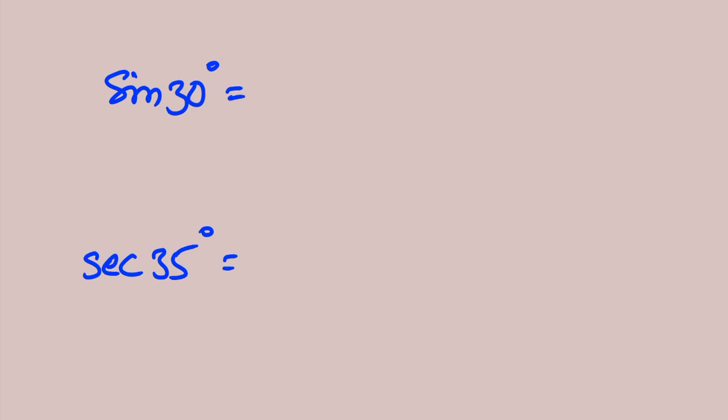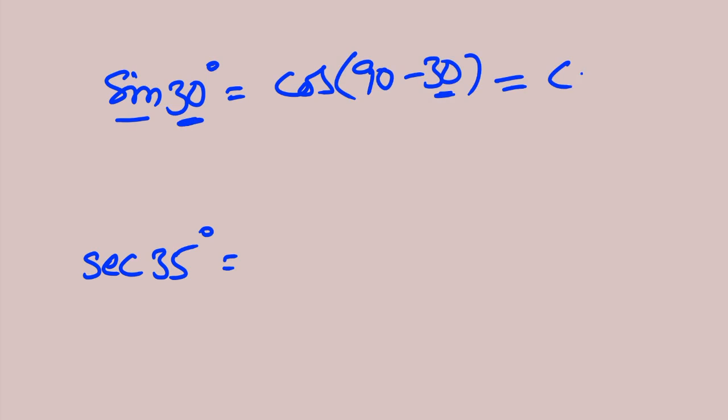For example, here sine 30. What is the complementary ratio of sine 30? First, what is the complementary ratio of sine? Sine's complement is cos. So immediately we can write cos, and whatever angle is there, 90 minus that angle we have to write. So what is 90 minus 30? It is cos 60. So sin 30's complement is cos 60. In this way we can convert the ratios into their complementary angles.